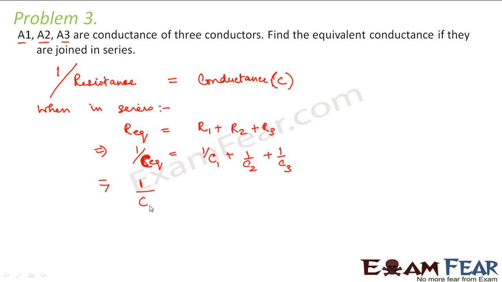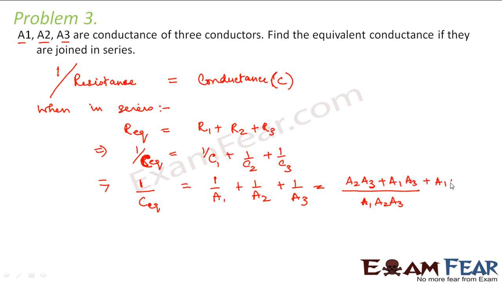Therefore 1 by C equivalent is equal to 1 by A1 plus 1 by A2 plus 1 by A3. So this is (A2 A3 plus A1 A3 plus A1 A2) over A1 A2 A3. Therefore the equivalent conductance is equal to A1 A2 A3 divided by (A2 A3 plus A1 A3 plus A1 A2).